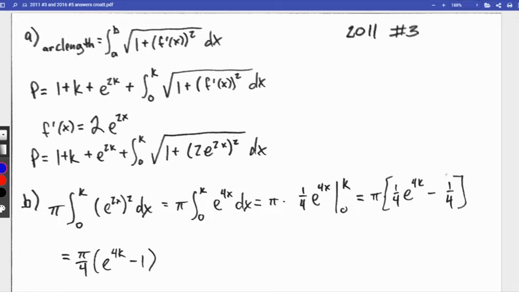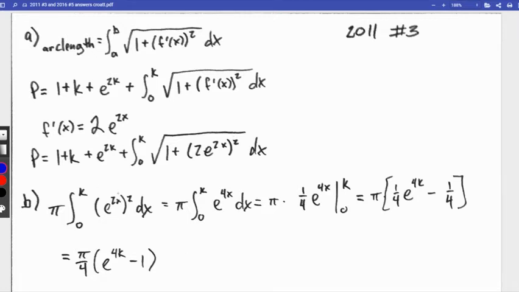We end up with this, and this would get full credit, but since there was a pi over 4 or 1/4 that I could factor out, I factored out that 1/4 to make it pi over 4. And so that is my answer for part B.